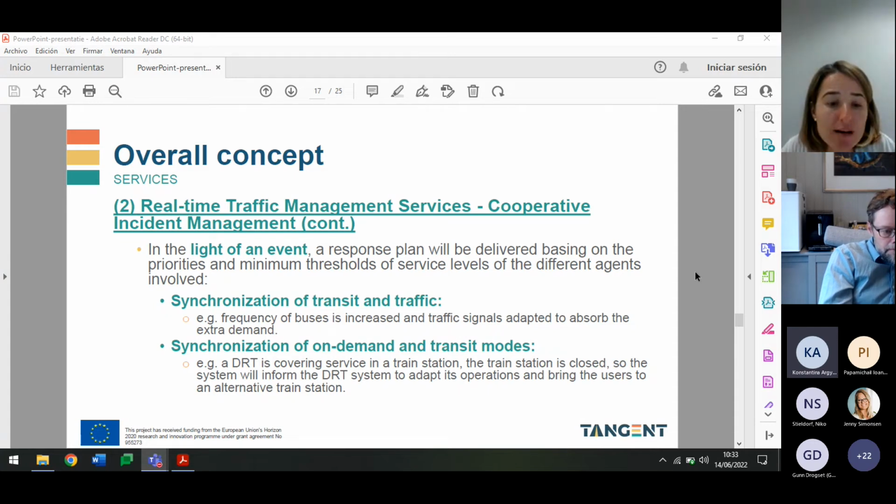And the next one will be the synchronization of on-demand and transit modes. Here there is an example where a demand responsive transport is covering a service for a train station. There is a disruption on that train station. So there is a coordination between, let's say, the train operator and the demand responsive transport operator in order to inform: okay, this train station has been closed, so you need to deliver your passengers to a different train station. Okay, so that is the coordination among the different transport modes.